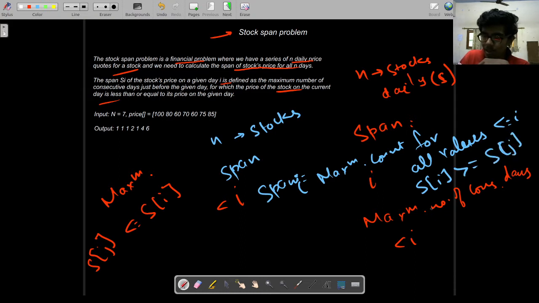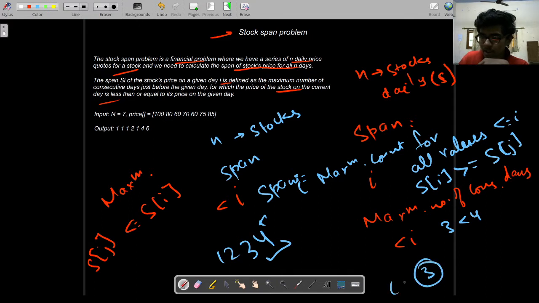For example, if we have 1, 2, 3, 4, then for the fourth one, since it is greater than 3, greater than 2, and greater than 1, the answer will come out to be 3.